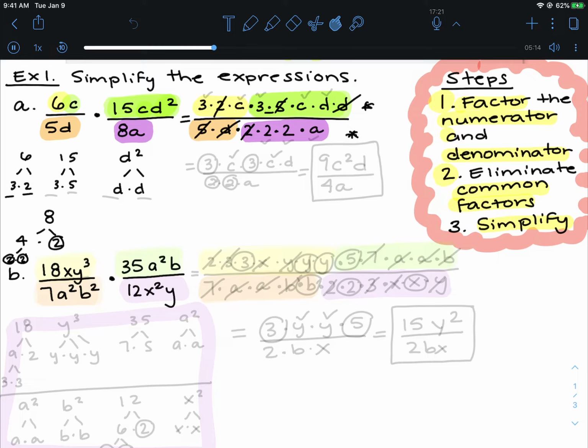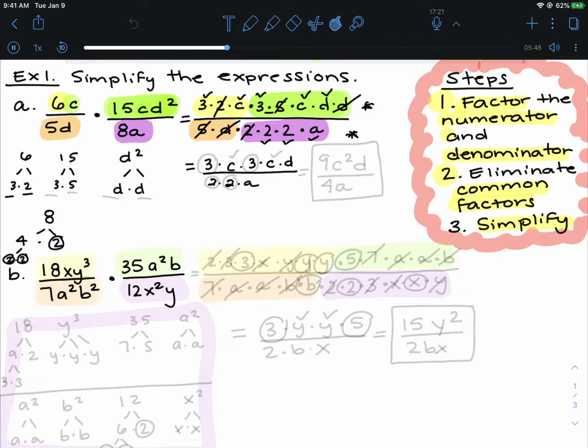An A, any other 2s that I'm missing? No. So that means that here I'm going to get whatever I didn't cross out, I'm just going to rewrite 3 times C, 3 times C, times 3, times C, times D. Okay? And then for my denominator, I have 2, 2A. So 2 times 2 times A. So these right here are going to be my remainders of the whole expression after simplifying.